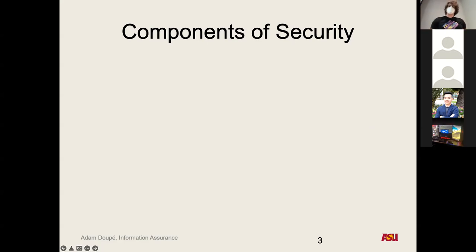So what does confidentiality mean? The ability to keep information from people who weren't supposed to have access to it. Awesome. So the ability to keep information that should be secret, or to prevent people who shouldn't have access from accessing information. Great.